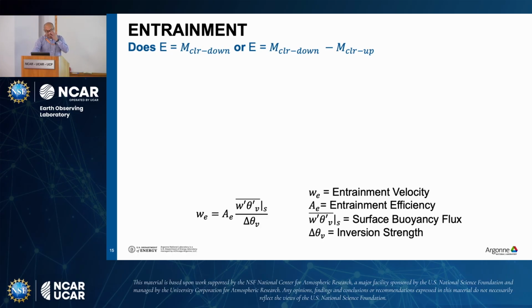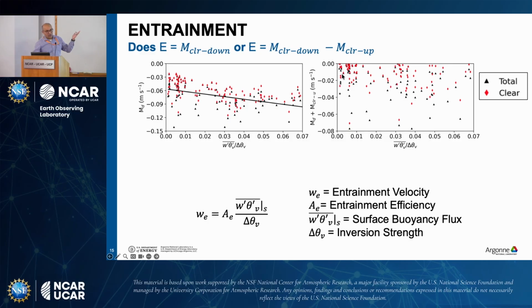Now, for our work, we have independent measurements, right? So we can measure delta theta V. We have measurements of buoyancy flux at the surface. And then the WE, we can relate it to the clear air downdraft or also the sum of these two, right? Clear air down minus clear air up. We can do that. That's exactly shown in these plots.